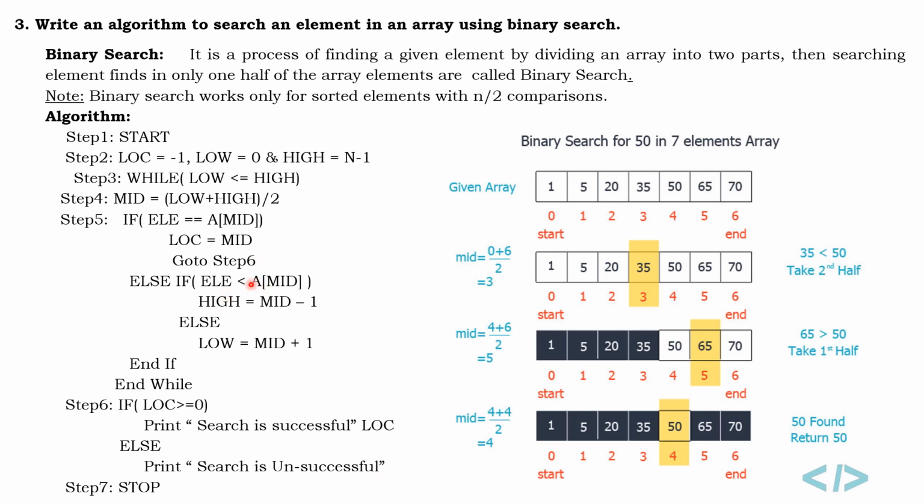Please remember here, if the searching element is less than the mid position, then we need to bring the high pointer towards the left hand side. If it is greater than, we need to bring the low pointer towards the higher, towards the right hand side. Here please remember: low, start; high, end. Low means lower bound LB, high means upper bound UB. Any variables you can take, but start is always the low position, end is always the high position.